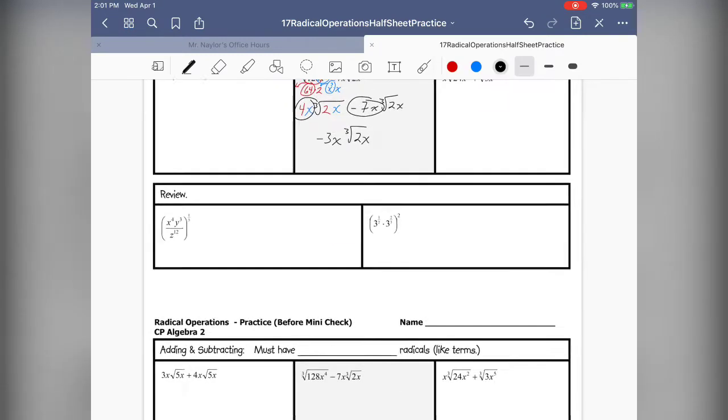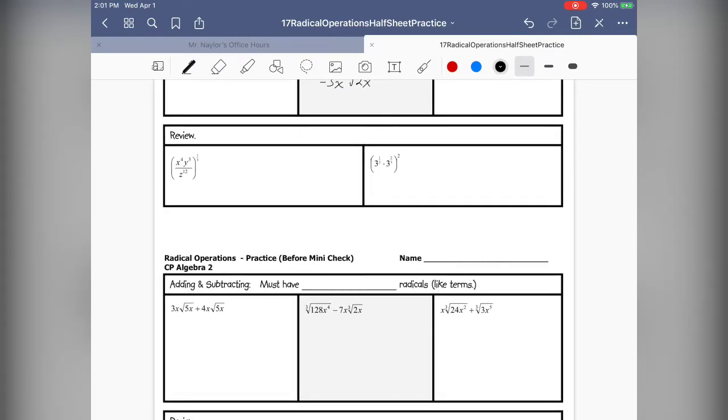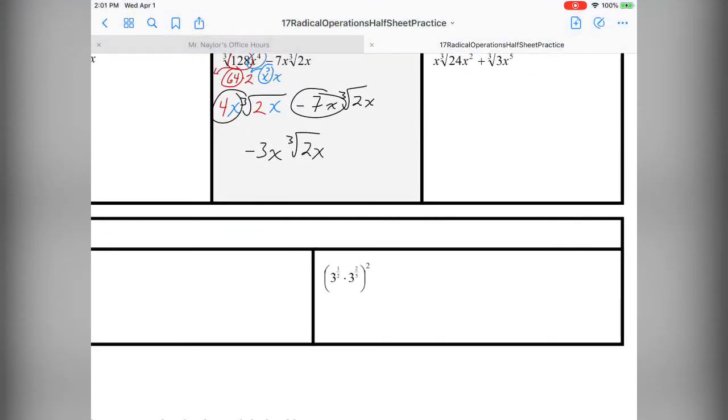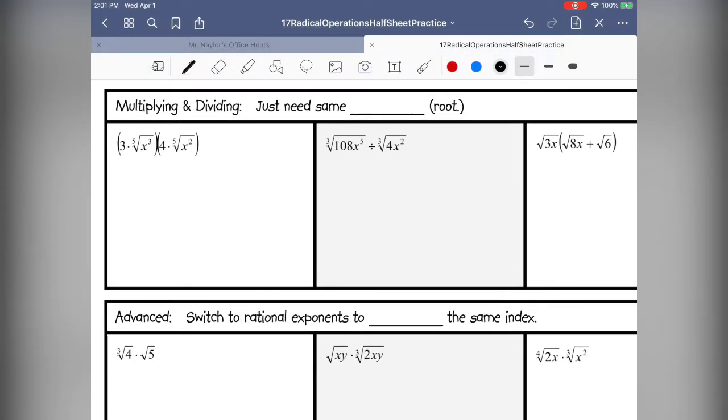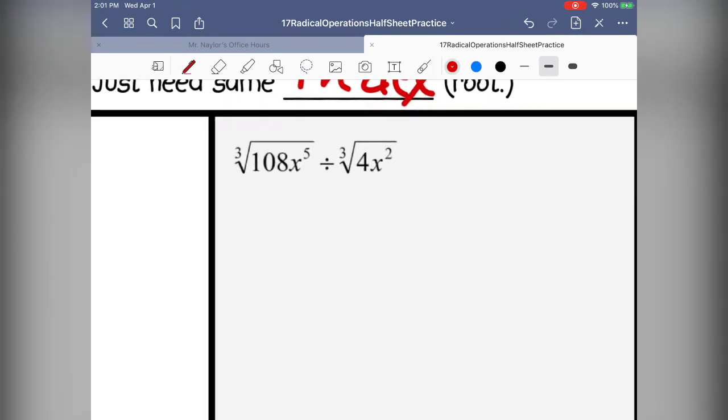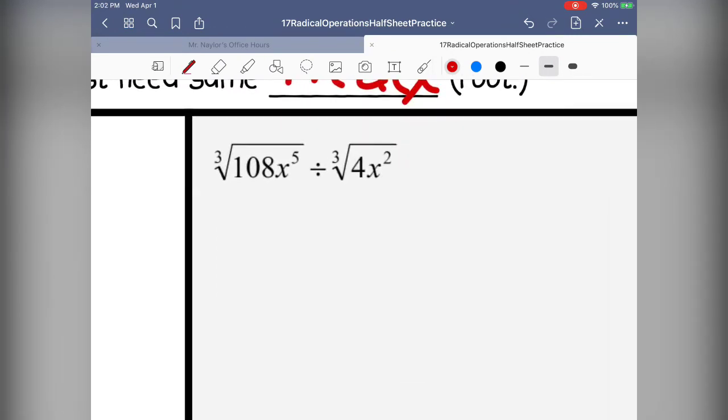I think if you flip over to the back, you'll see another problem that's shaded in. It would be this division problem, but nonetheless, it's a multiplying and dividing problem, so you do have to have the same index. That's actually kind of nice. They are the same here, so since these are both third roots, I can divide these numbers.